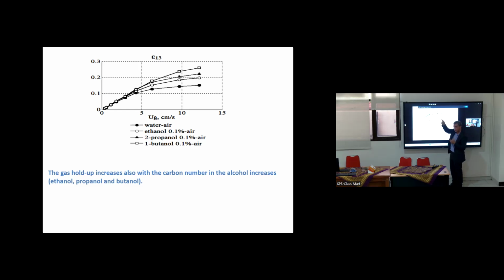But if I put in more carbons, I can increase the number of bubbles.